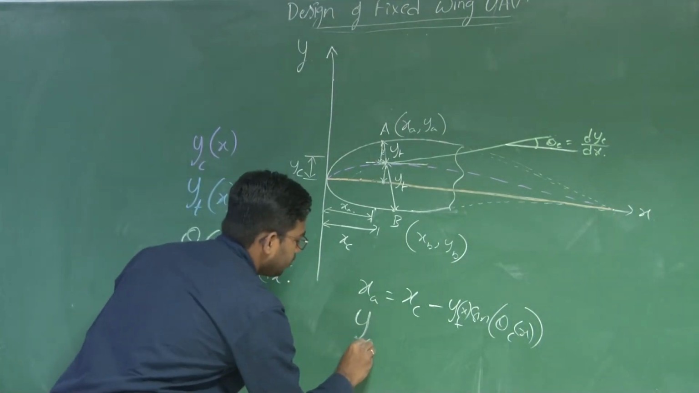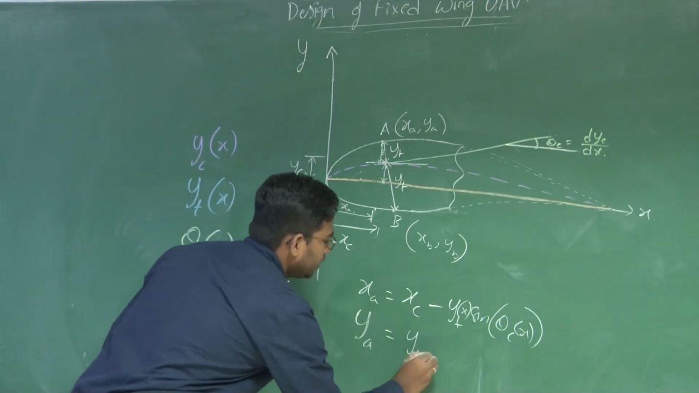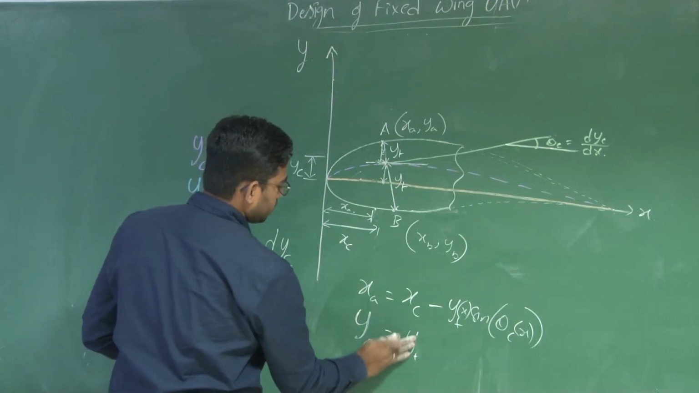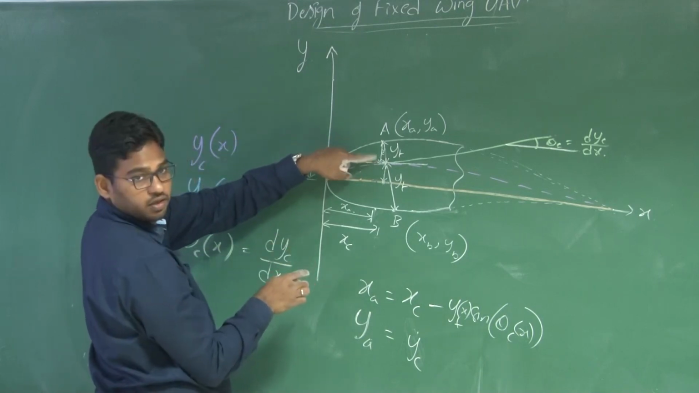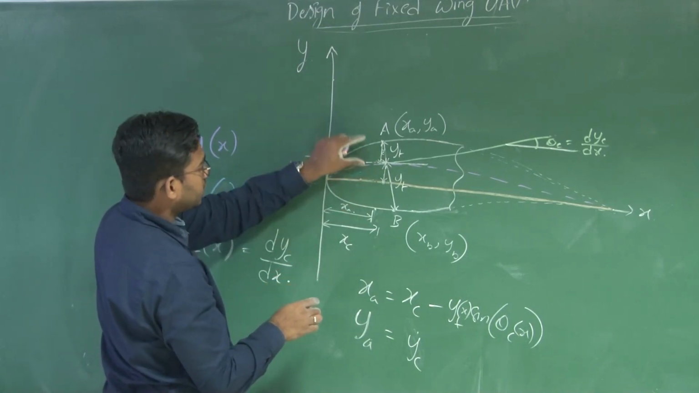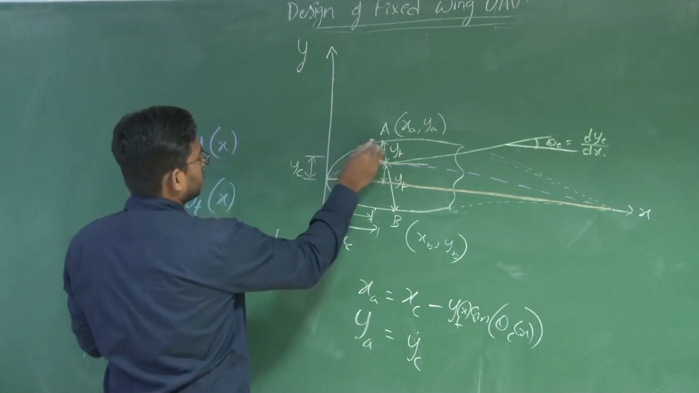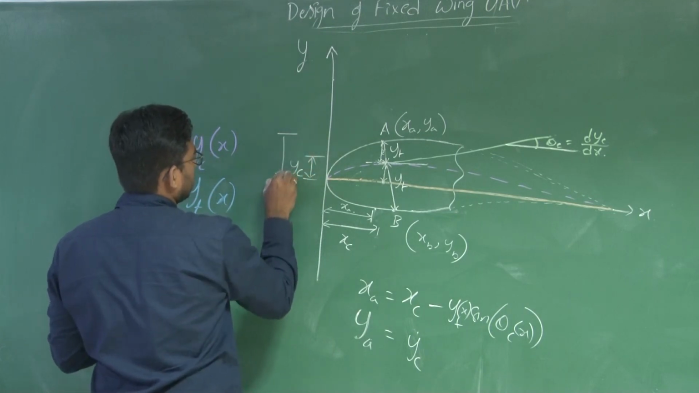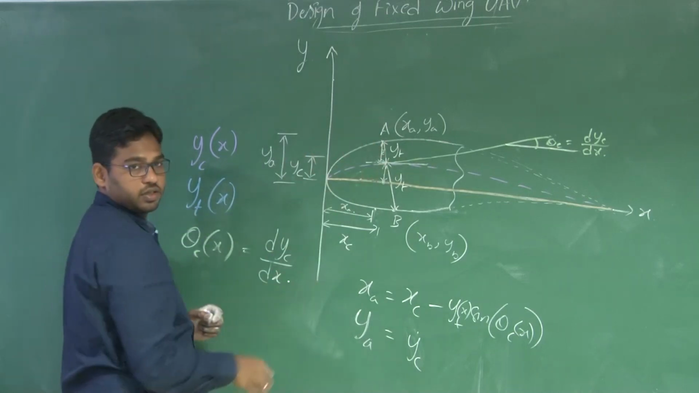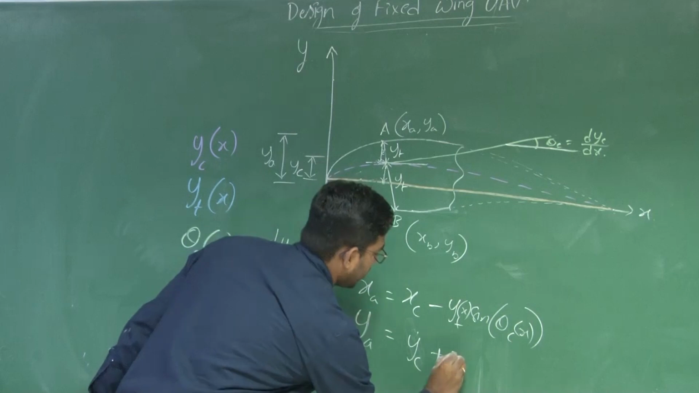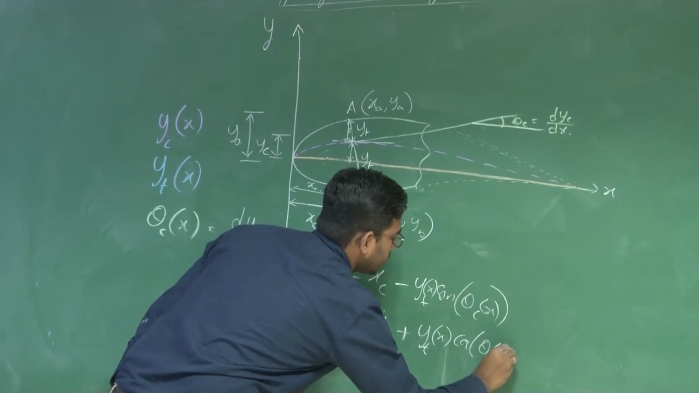What is y at point A? This yc is horizontal, so parallel to this line. This distance plus this distance, this is again perpendicular to this line. So this total distance, this is ya, which is a summation of yc plus this particular distance. So ya is yc plus yt cos theta of c at that particular x.